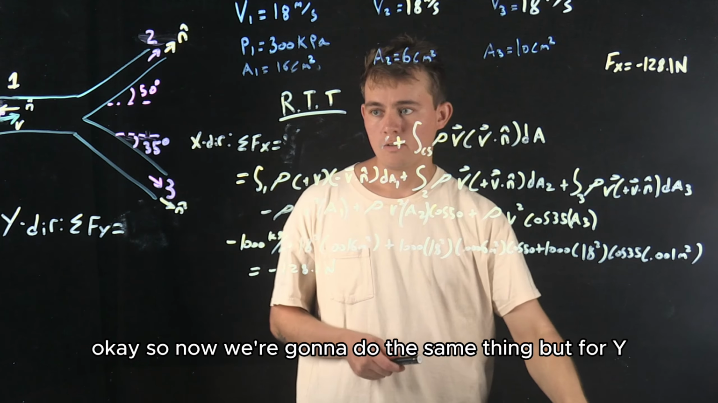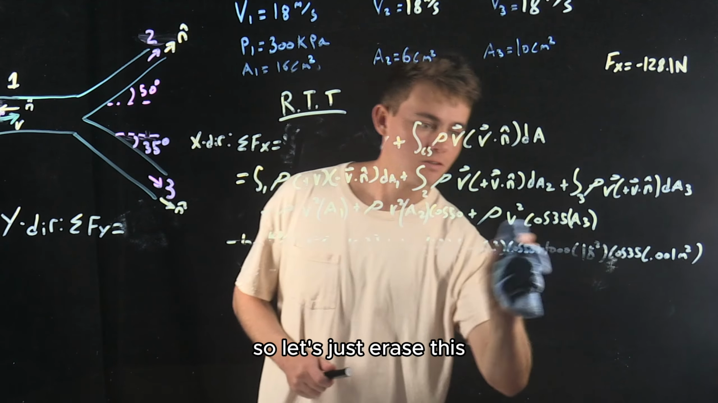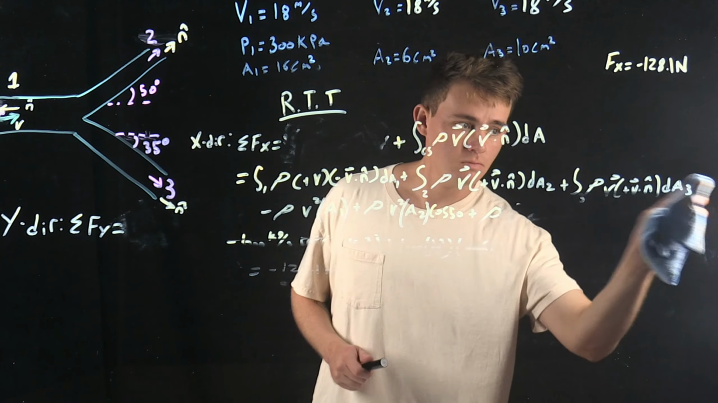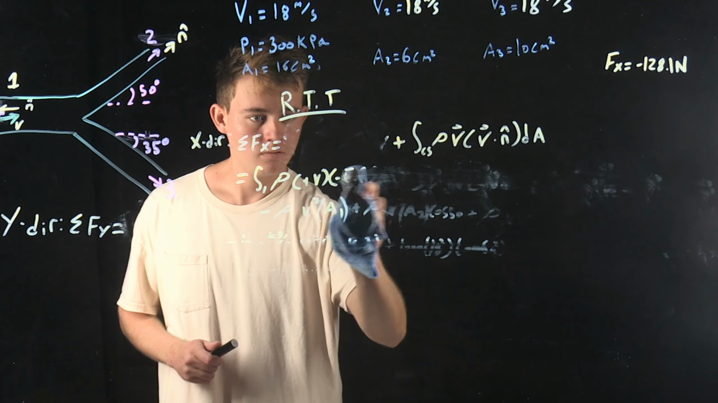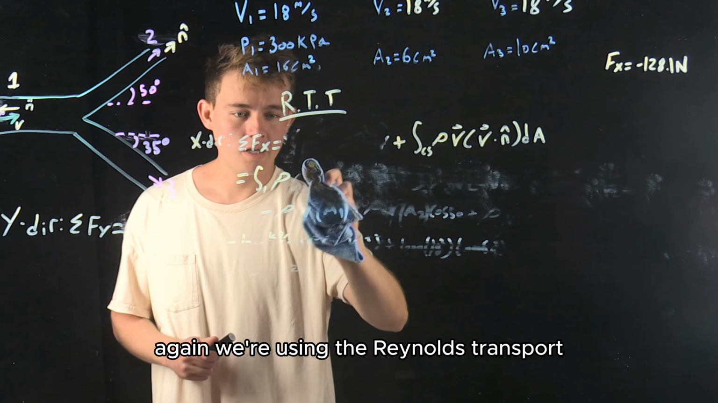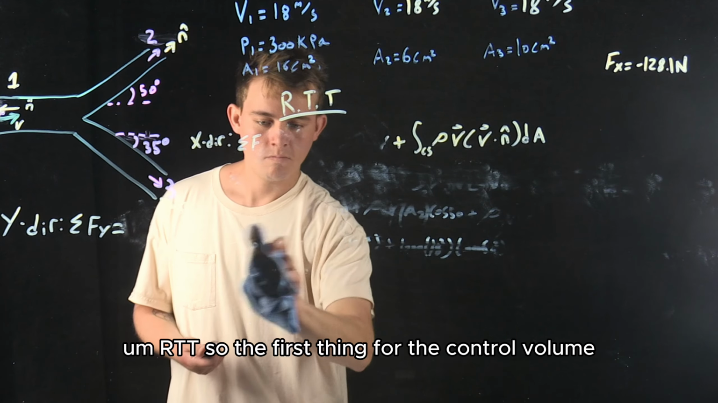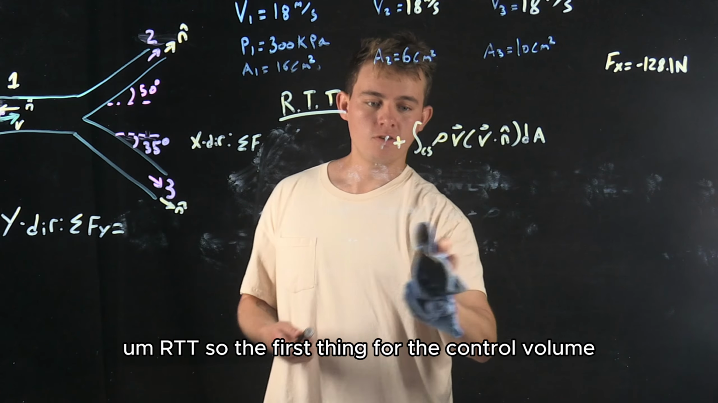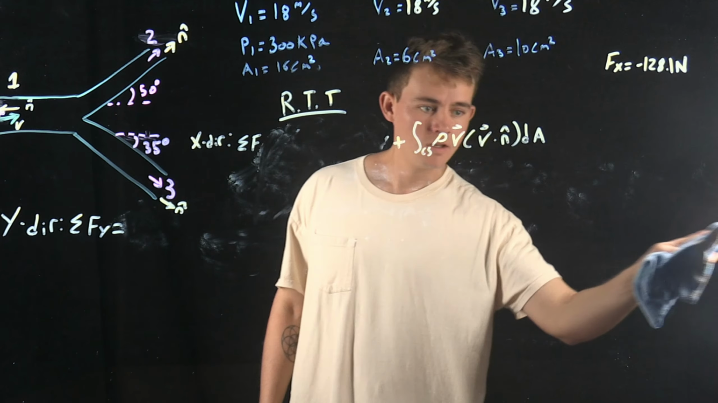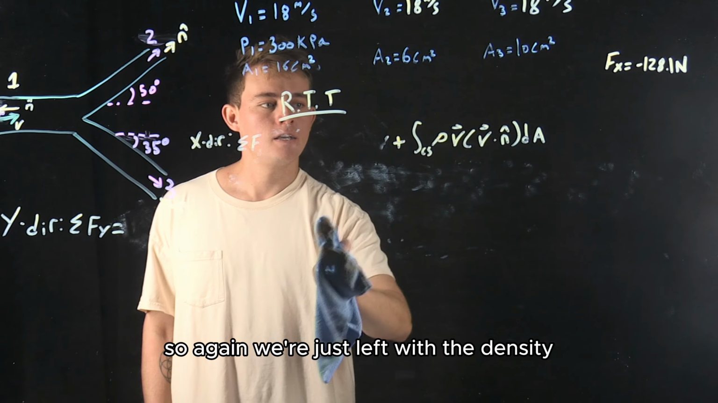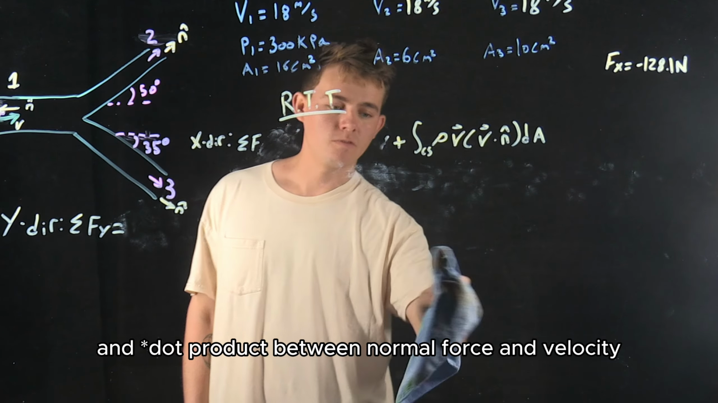Okay, so now we're going to do the same thing, but for y. So let's just erase this. Again, we're using the Reynolds transport theorem, RTT. The first portion of the equation for the control volume is going to be negligible because we have steady flow. So again, we're just left with the density, velocity, and the cross product between the normal and velocity.